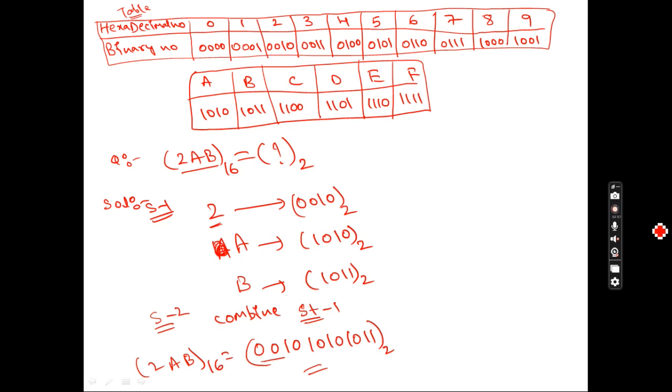So compulsorily you have to learn this table by heart. Once you remember this table, any problem you can solve within one minute, even within 1 second. In a competitive exam also, you can easily solve any conversion problem by using this table.